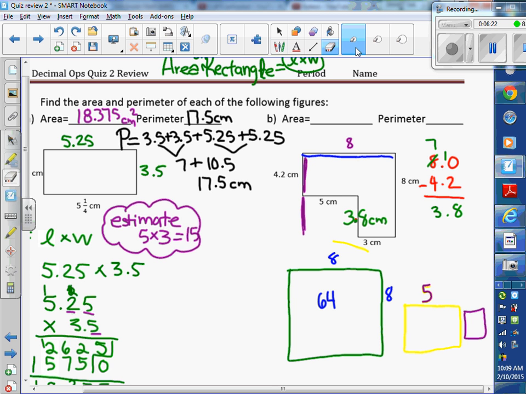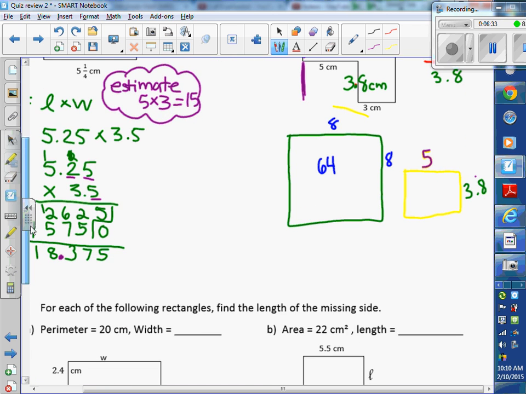So now we can put that here, and figure out the area of that little yellow rectangle. So 5 times 3.8. 5 times 8 is 40. 5 times 3 is 15. Plus 4 is 19. And I need 1 decimal place. So this is 19.0, or just 19.